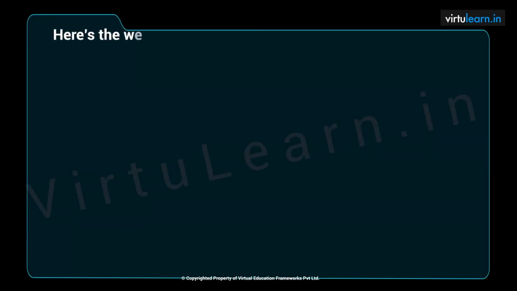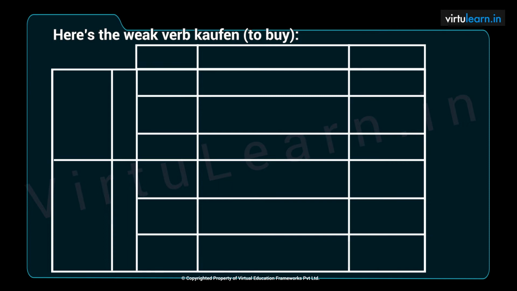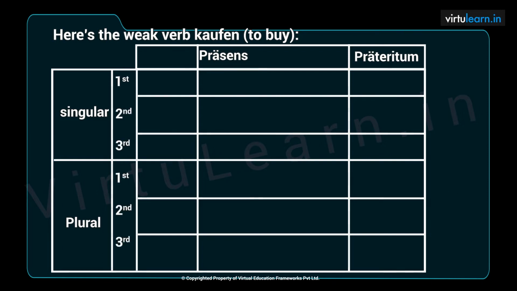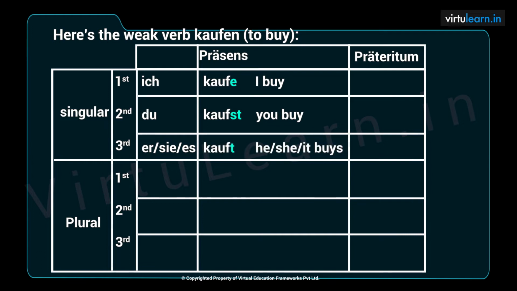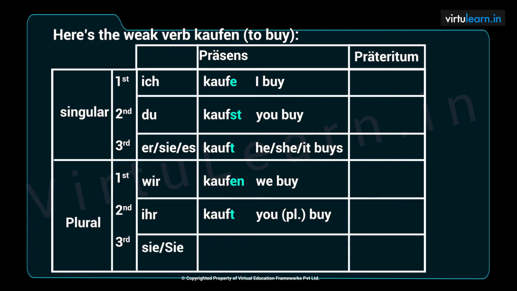Here's the weak verb kaufen, which means to buy. Look at this table to have a comparison between present and preteritum. In present, the conjugation is ich kaufe, du kaufst, sie, es kauft, wir kaufen, ihr kauft, sie kaufen.